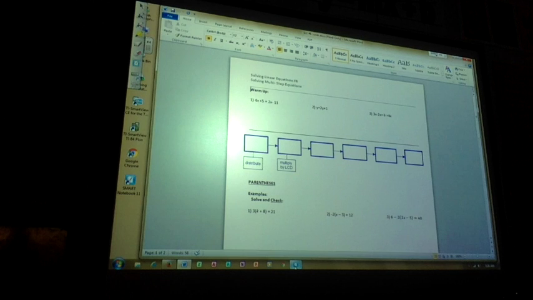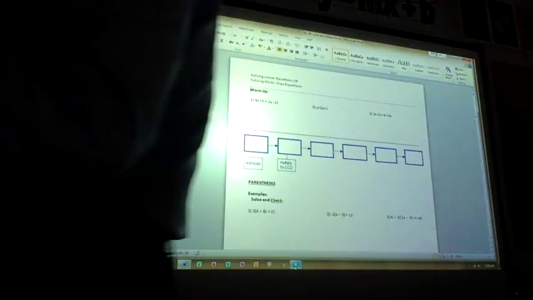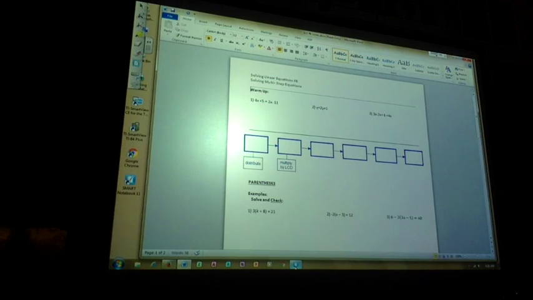Warm up. 4x plus 5 equals 2x minus 11. What do you think? Extra? 11 plus 5.